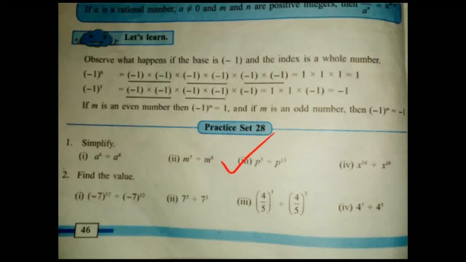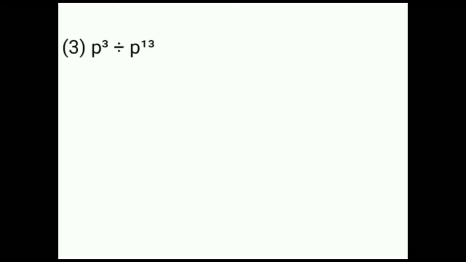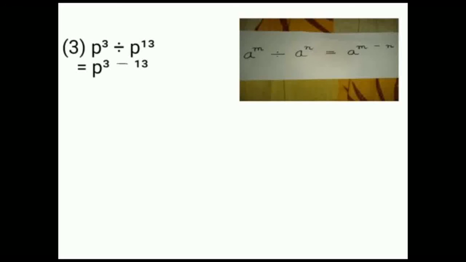Next, p raised to 3 divided by p raised to 13 is equal to p raised to 3 minus 13. Correct answer is p raised to minus 10. Again you are getting negative index. If you subtract 13 minus 3, answer is 10. But greater number is which sign having? Negative sign. So the answer is negative.